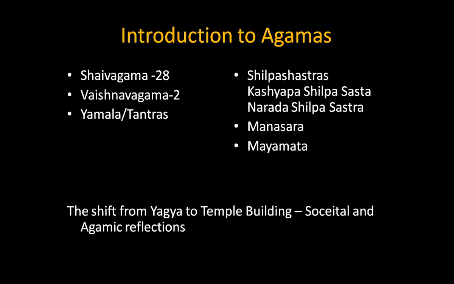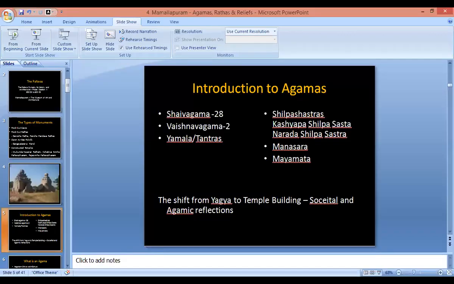And there are other Shakta Tantras, Shaiva Tantras, and some Yamalas. These are also texts that exist, but mostly South Indian temples are according to the Shaiva Agama or Vaishnava Agama, that is, Pancharatra and Vaikhanasa. And to add to all of this, you have many Shilpa Shastra texts that help us. Here I have written some of the Shilpa Shastras. For example, you have the Kashyapa Shilpa Shastra, Narada Shilpa Shastra. These help us a lot, and also Manasara and Mayamata.